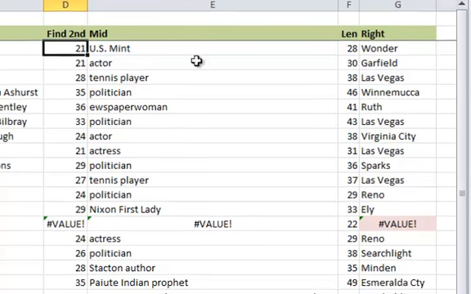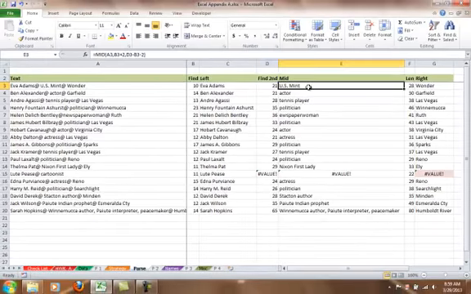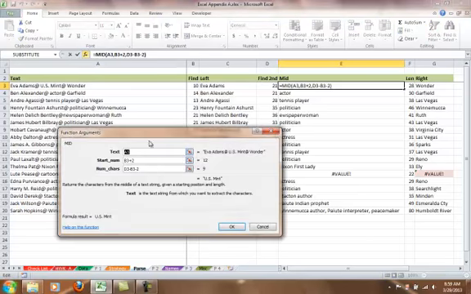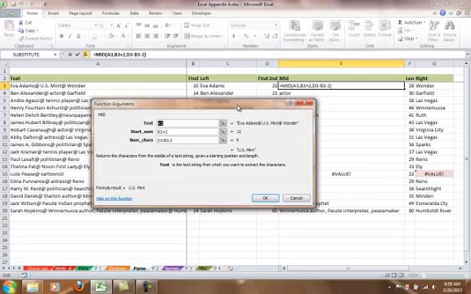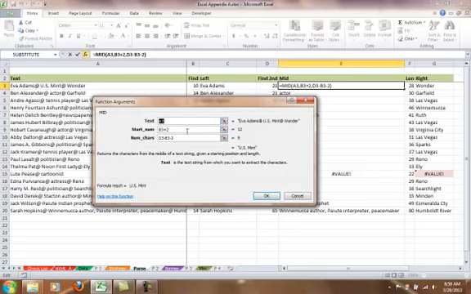So there's a MID function. From the text that's in A3, starting in position B3 plus 2. B3, remember, is where that at symbol is. So there's the at symbol and a space, and then the first character of whatever their career is.